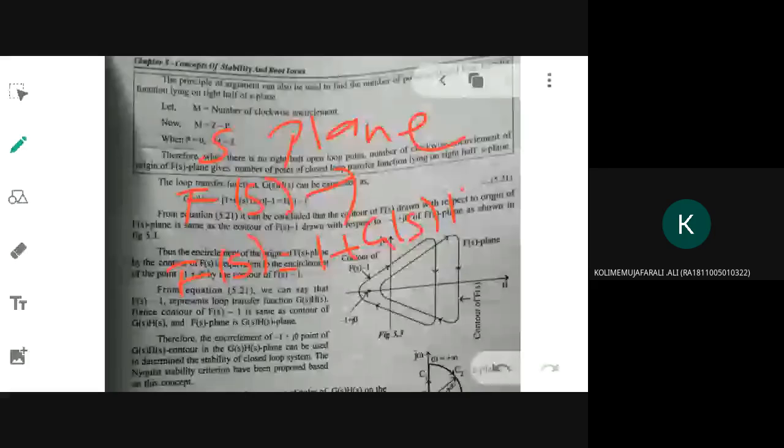Now another thing, we have seen only 2 planes so far. One is your S-plane you have discussed, and the next thing is your f of S-plane you have discussed. Now f of S is given by 1 plus g of S into h of S, or g of S into h of S. Generally f of S is given by g of S into h of S, not 1 plus g of S into h of S, but simply g of S into h of S.